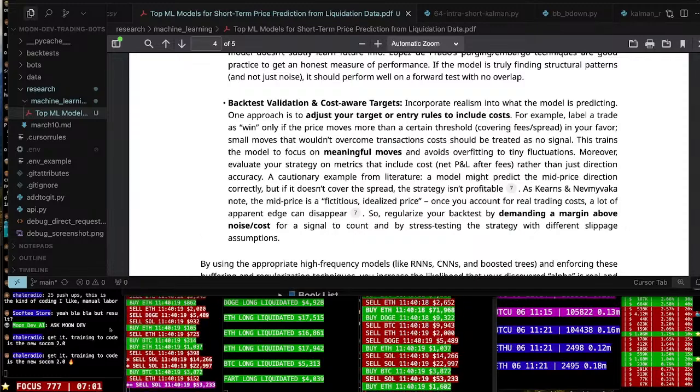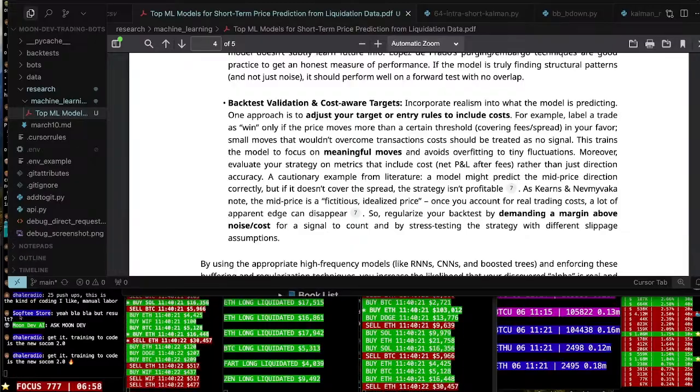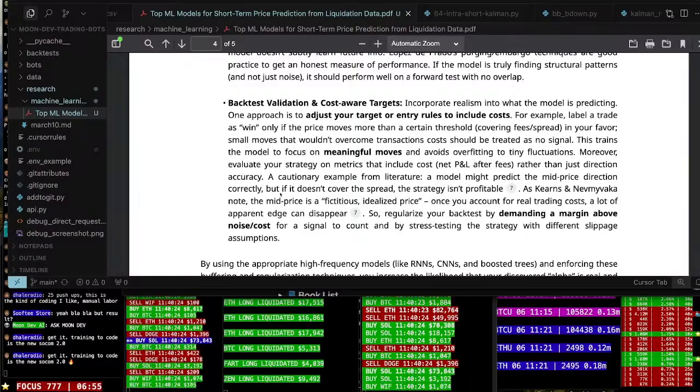Get it, bro. Get it, dude. Let's get Softy getting it too. He's gotta get some in. He said training the code is the new SOCOM too.